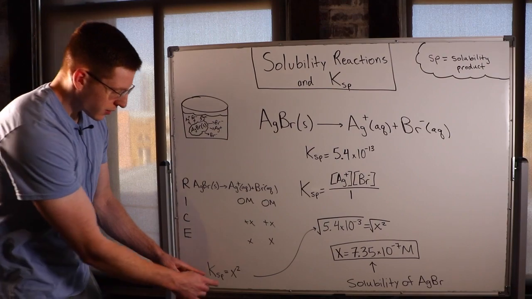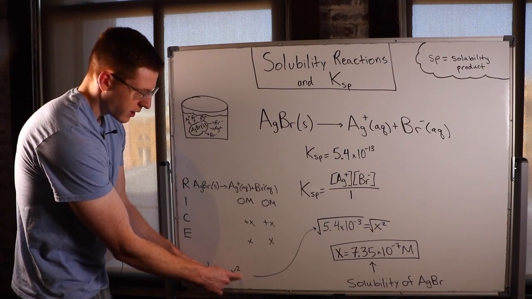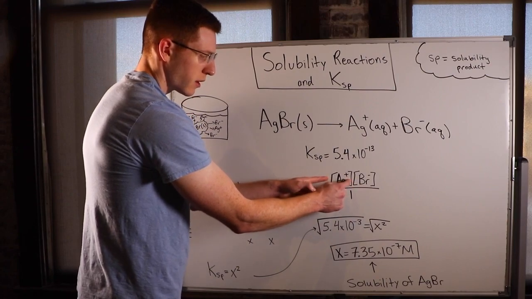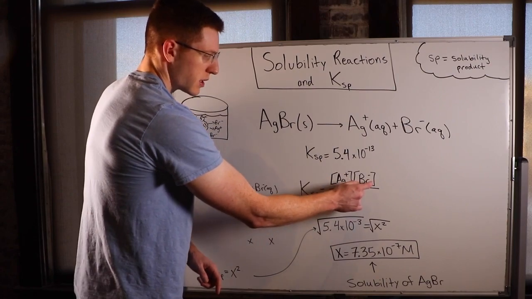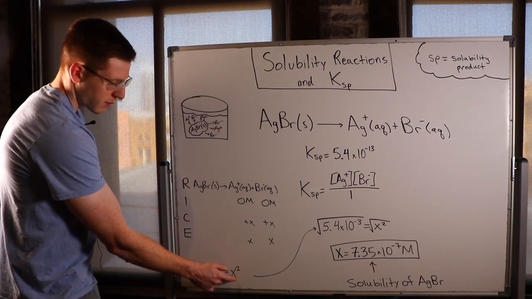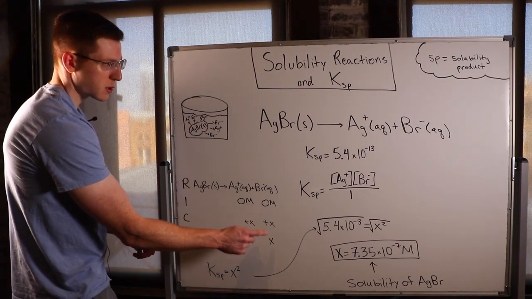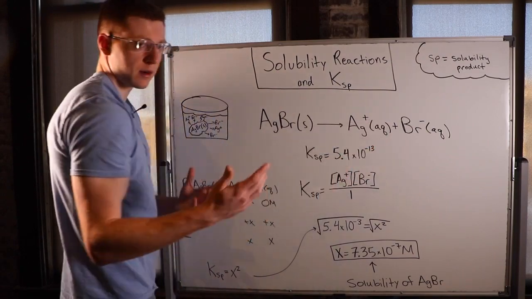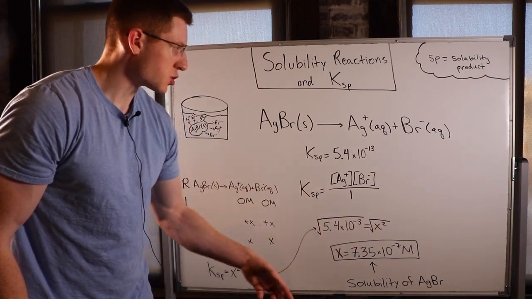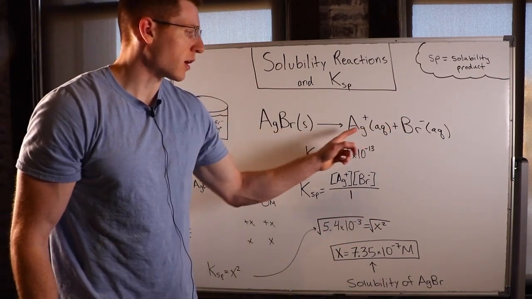And really, all this represents, Ksp equals x squared, is this, right? Because we don't know what the concentration of silver ions and bromide ions are going to be at equilibrium. So we represent each one of them with a single x, a 1x, because their coefficients are 1, right? So then if we know the Ksp, we can solve for the concentration of these ion products.